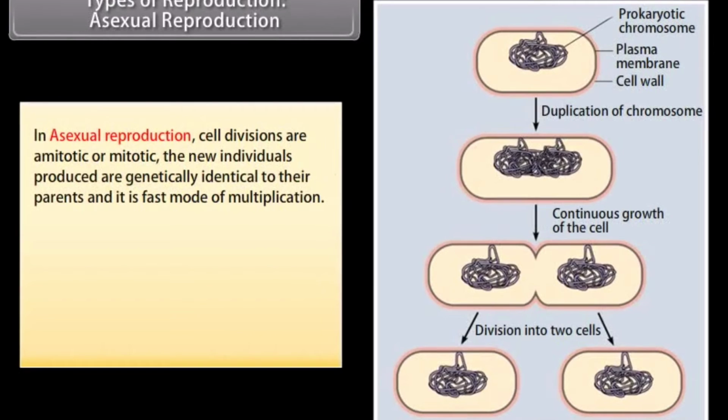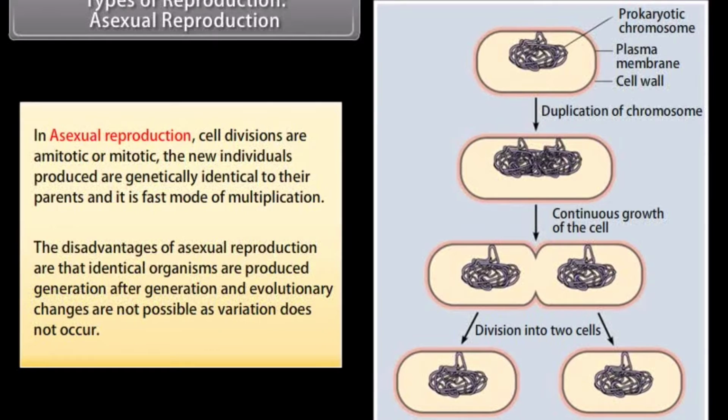In asexual reproduction, cell divisions are amitotic or mitotic. The new individuals produced are genetically identical to their parents, and it is a fast mode of multiplication. The disadvantages of asexual reproduction are that identical organisms are produced generation after generation, and evolutionary changes are not possible as variation does not occur.